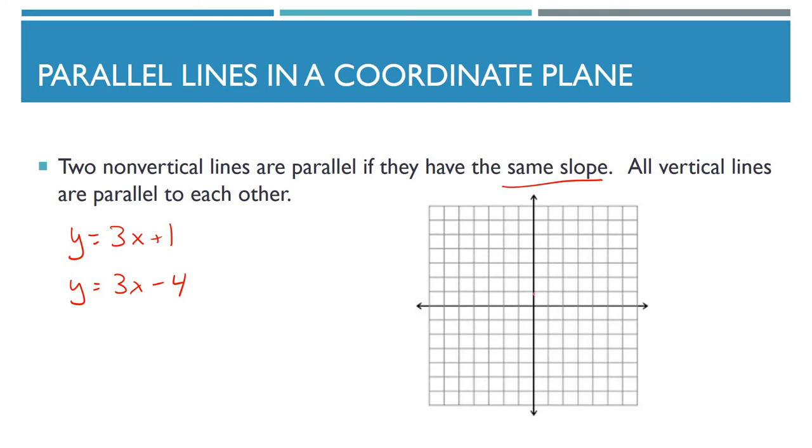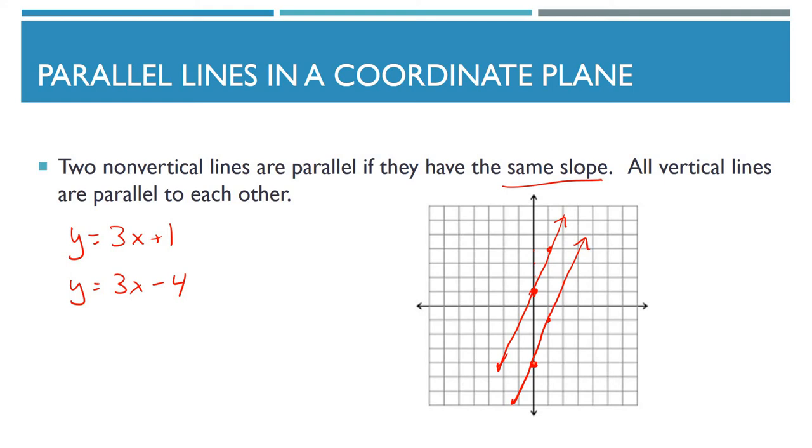The first equation, if I go up 1 to the y-intercept, and if I count my slope 1, 2, 3 up and 1 to the right, I will get a line that looks something like this. The second line has a y-intercept of -4, but also has a slope of 3, meaning that even though it starts in a different place on the y-axis, it still goes up and to the right at the same rate. So these two lines will never cross. That's the definition of parallel lines for our purposes.